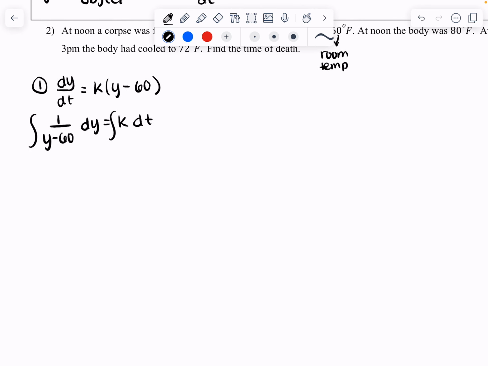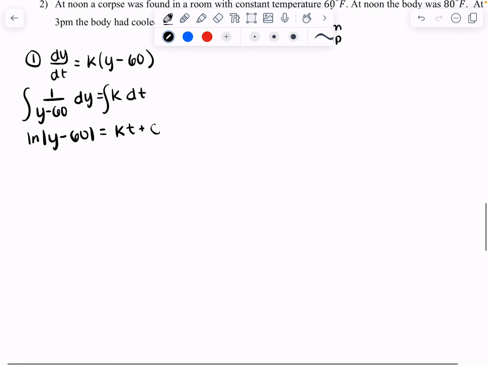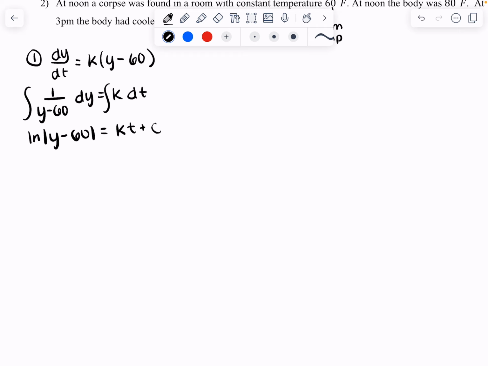Okay, so here we would get, when you integrate 1 over y minus 60, if you're u, right, integral of 1 over u is natural log of the absolute value of u. So this is going to be natural log of the absolute value of y minus 60 equals k. K is a constant. We're integrating with respect to t, so it's going to be kt plus c. Now we don't have that negative in front of the natural log, so we don't need to worry about that.